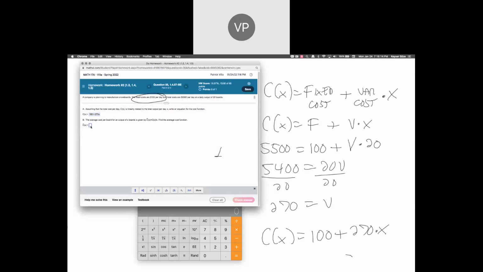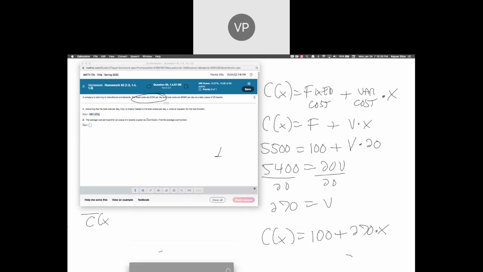Okay? Now the average cost per board for an output of x boards is given by this C with a line over it. That usually means the average. Okay? So they just want us to find the average cost function. All that is you're taking C(x) and you're dividing it by x. So see this part down here? Let me get rid of the calculator and I'll show you exactly what we need to do.